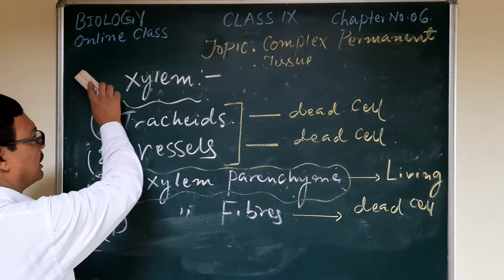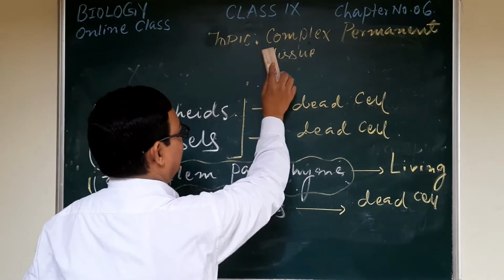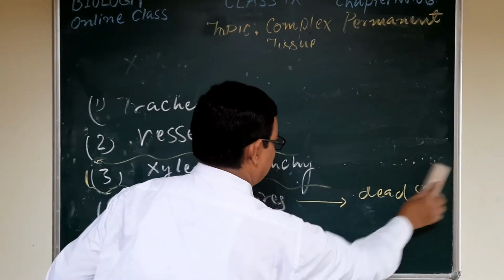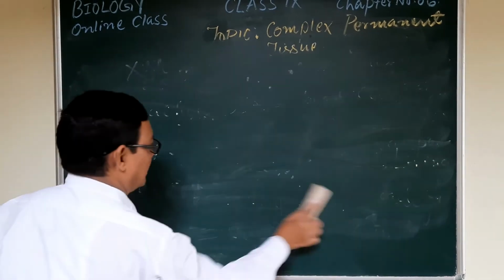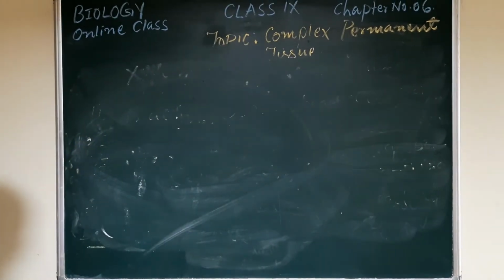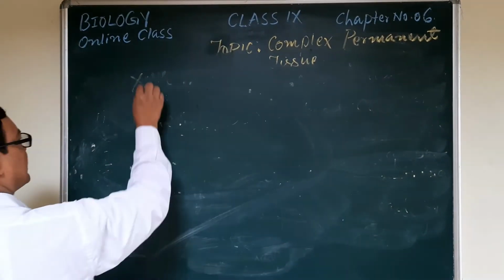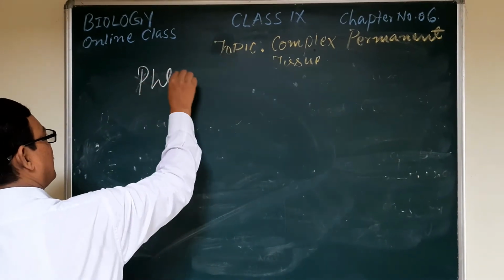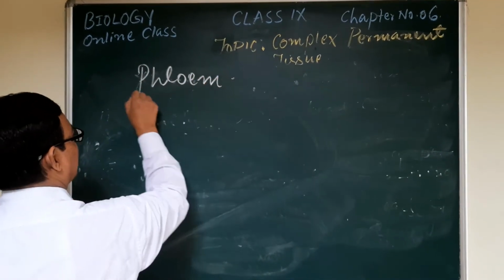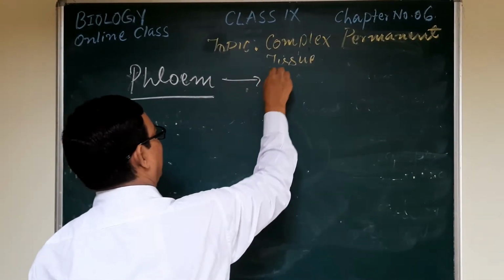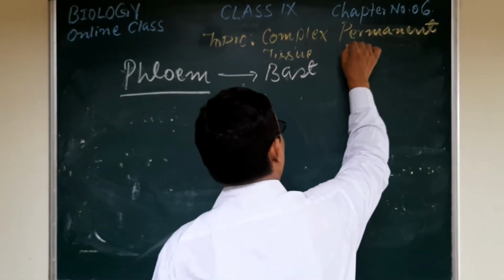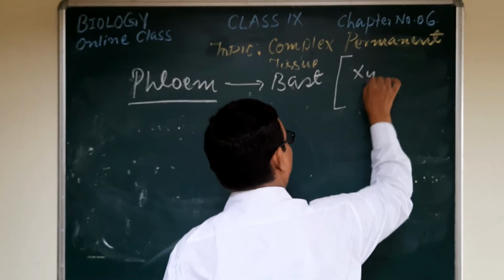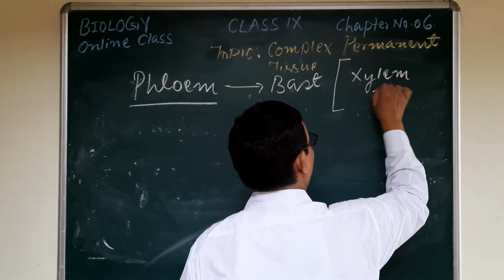And now come to the phloem and its different elements. Phloem is also known as bast, and xylem is also known as wood. May I write here? Xylem is also known as wood.